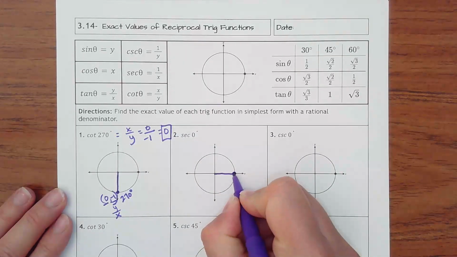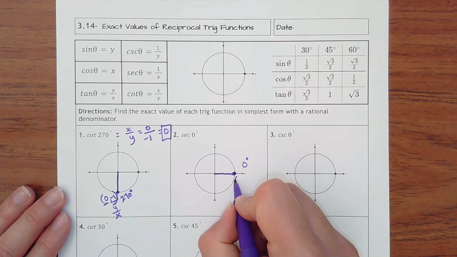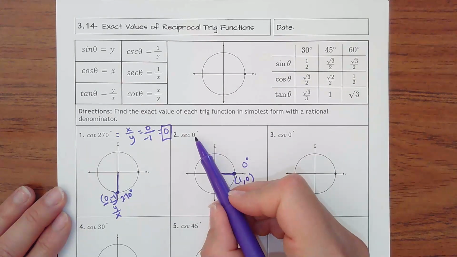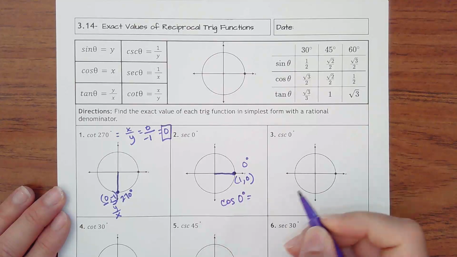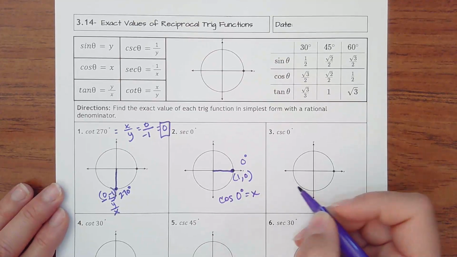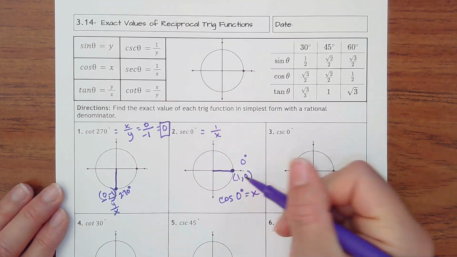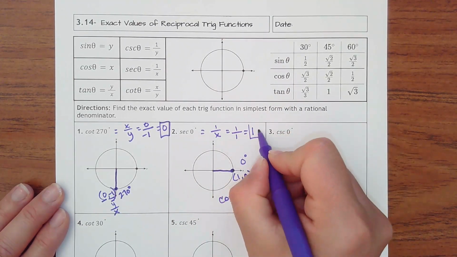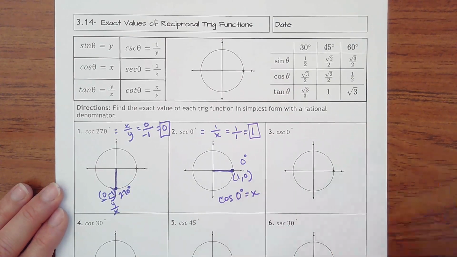So that's here at 0 degrees. And then this point would be 1, 0. Secant goes with cosine. So remember that cosine of an angle is going to be the x. This is going to be 1 over x. So I can plug in 1 over 1 and get 1. Or I could just think of cosine of 0 is 1. 1 can't be flipped, it's still 1.